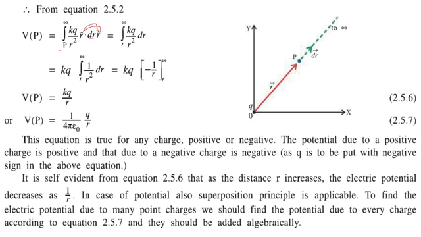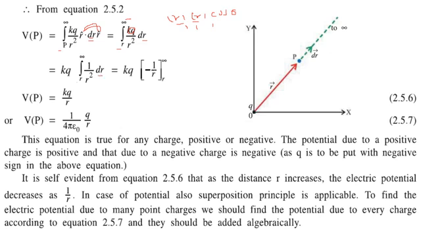The r cap and dr are in the same direction, so it will be r cos 0, and since the unit vector is 1 and cos 0 is 1, the r cap and dr vanish. Then kq by r square dr remains, from P to infinity. For this distance r, the limits become r to infinity. We take kq outside: the integral from r to infinity of 1 by r square dr.